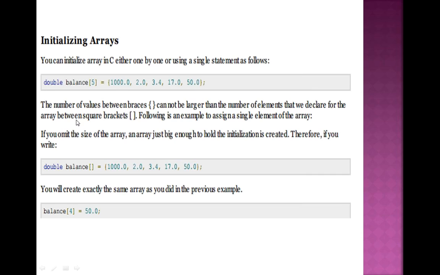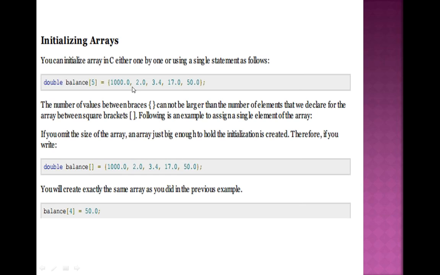This says the number of values between braces cannot be larger than the number of elements that we declare for the array between square brackets. So these numbers are declared using braces, these are the curly braces, and the size is denoted by the square brackets, that is 5.